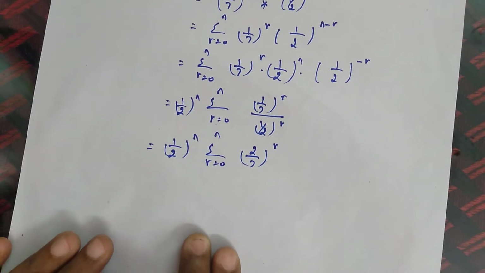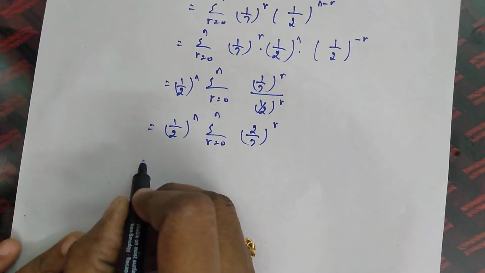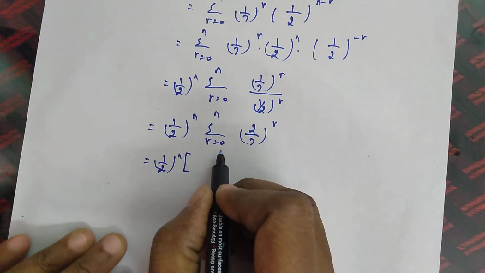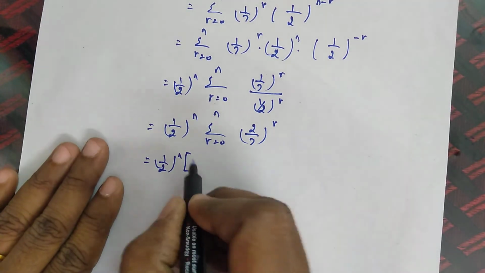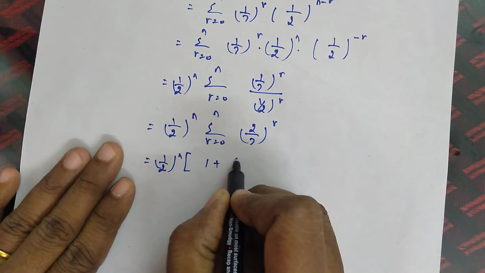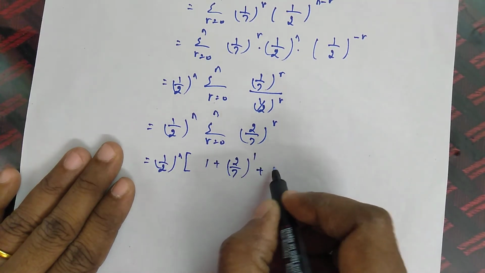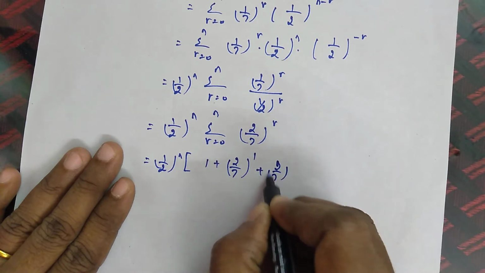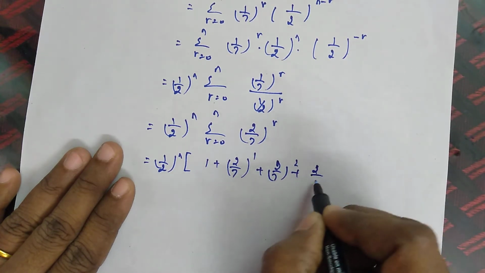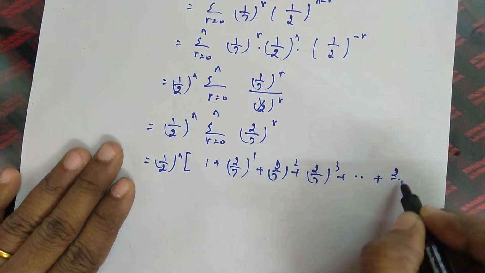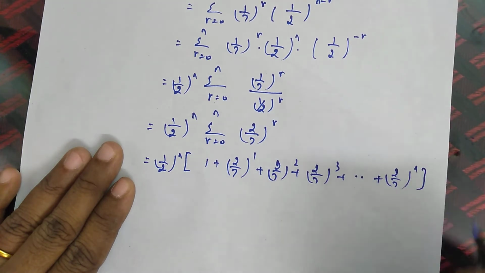First value of r is 0. So which is equal to 1 by 2 power n into, first value of r is 0, anything power 0 is 1. So 1 plus, next r equal to 1, 2 by 7 power 1, plus r equal to 2, 2 by 7 power 2, plus r equal to 3, 2 by 7 power 3, plus etc. plus r equal to n, okay, so 2 by 7 power n.